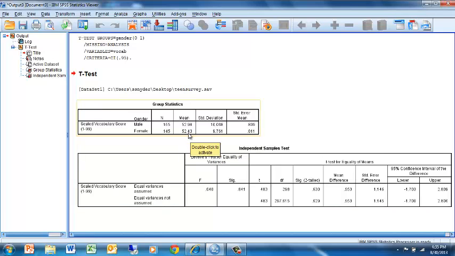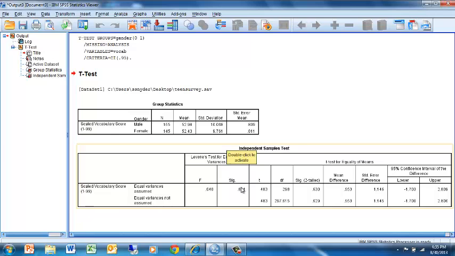When we subtract 52.43 from 52.98, we get a mean difference, or differences in the means, of 0.553, so about half of a scale score point difference. We're going to try to determine whether or not that amount of difference is significantly greater than we would have expected due to random sampling fluctuation alone.